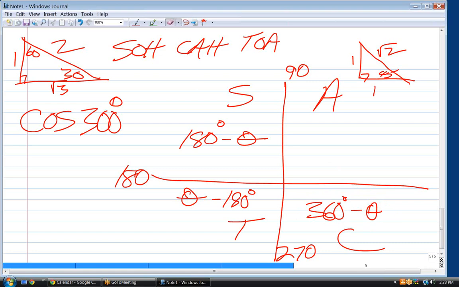Which makes its value what? Which means cosine is 1. It's 1 over 2. Correct. And it's positive, correctly. Now, you don't have to think to do those.